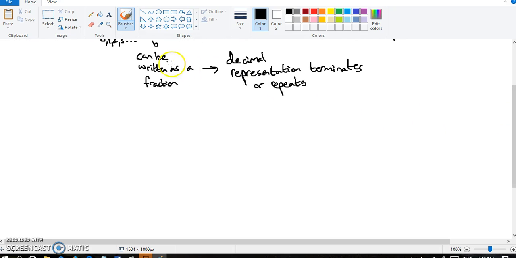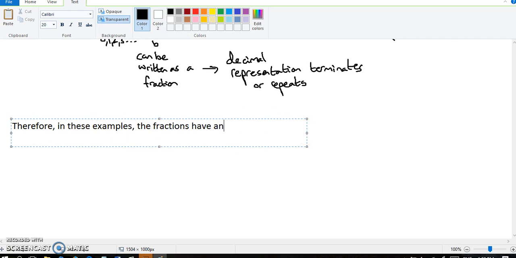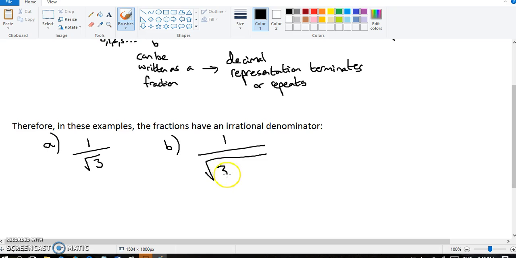So, therefore, in these examples, the fractions have an irrational denominator. And I'll give you 3 examples. So we have A, 1 over root 3. B, 1 over the square root of 3a minus 2. And C, a minus b over root a plus root b.